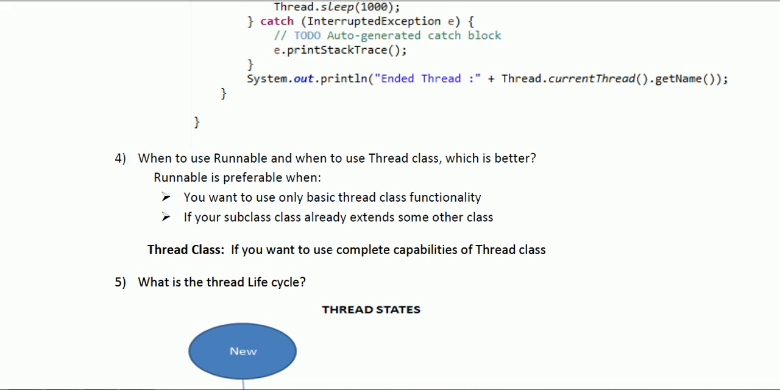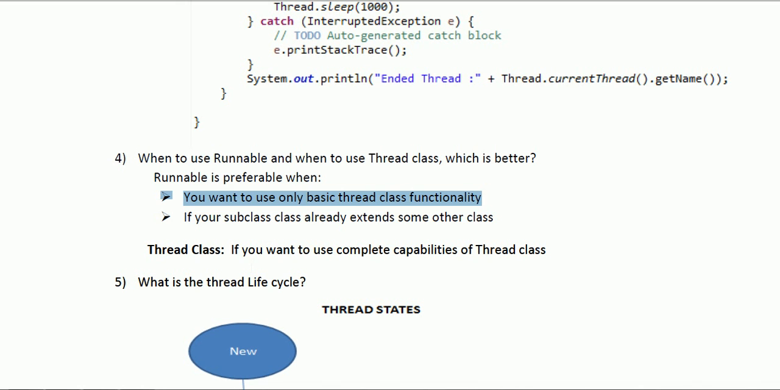So the first way is, if you want to use only the basic functionality of threading, then go ahead with Runnable. And the second one is, if the class you want to make a thread is already extending some other class, then it is not possible to extend the Thread class, so you have to go with the Runnable interface. So these are the two scenarios where you should go with the Runnable interface.